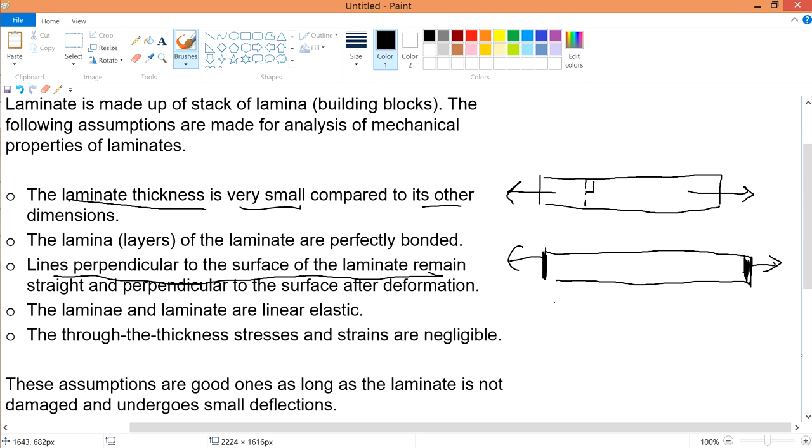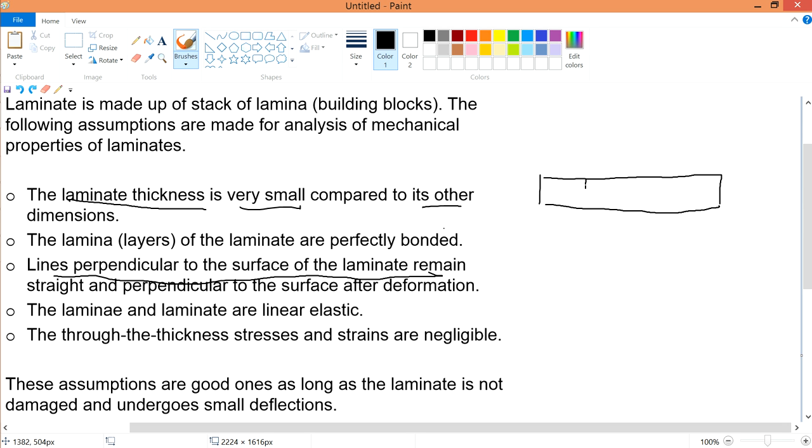Normally, if you were to pull, sometimes this thing may look like this, or something like this. If you were to pull in this direction, this thing may actually curve. So this is the assumption that they are trying to say. I may be wrong, but at least you get the meaning of that.